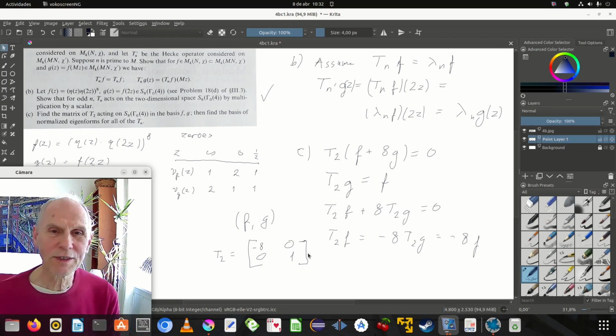you see, my problem is that this says that under T2, F goes to minus 8F, and G goes to G, which it doesn't, it goes to F. So there's something wrong here.